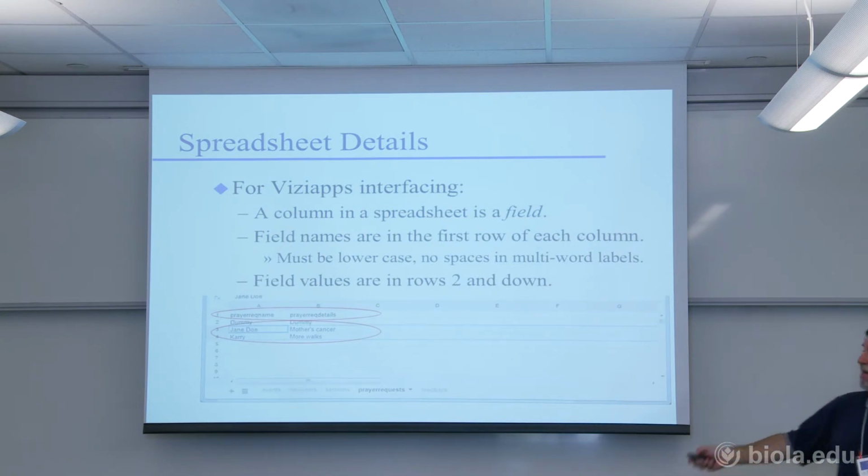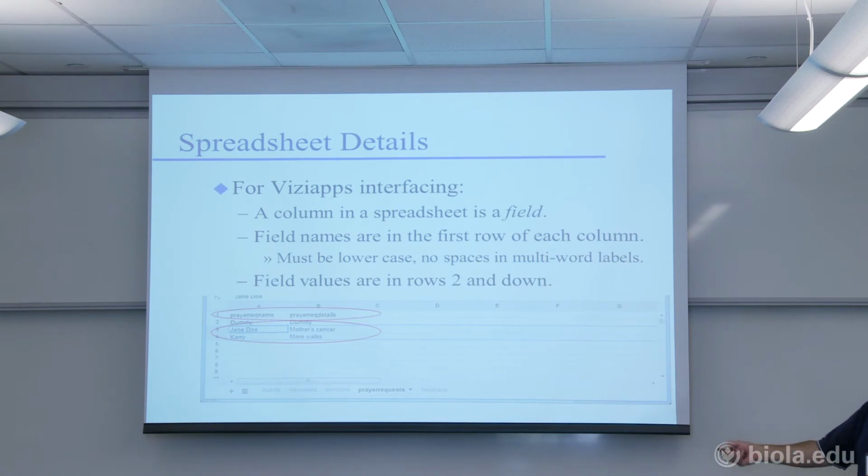All right, for ViziApps specifically, a column in a worksheet is called a field. All the columns across, in other words, a row, form what's called a record. So field names are in the first row of each column. They have to be in lowercase, no spaces. Don't even use underscores, just ram everything together, because Google can get a little flaky.